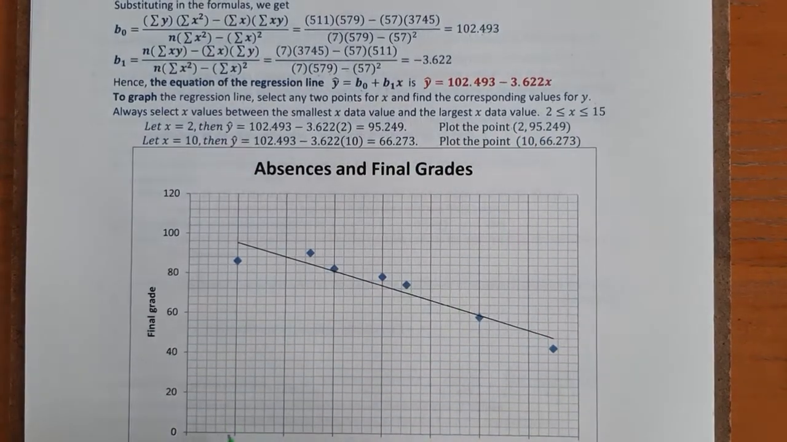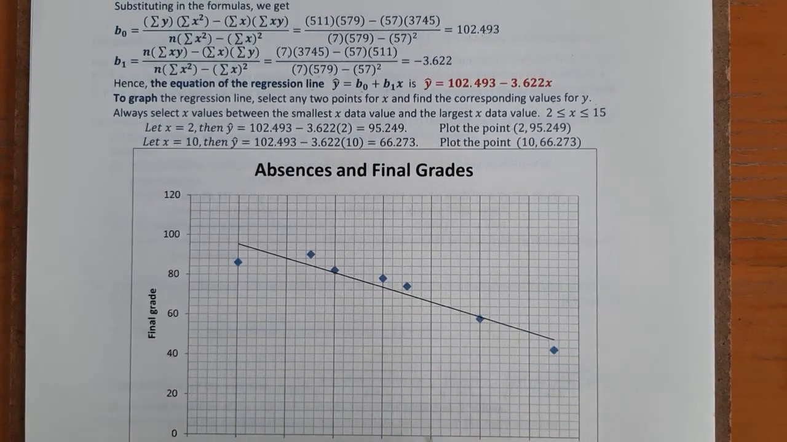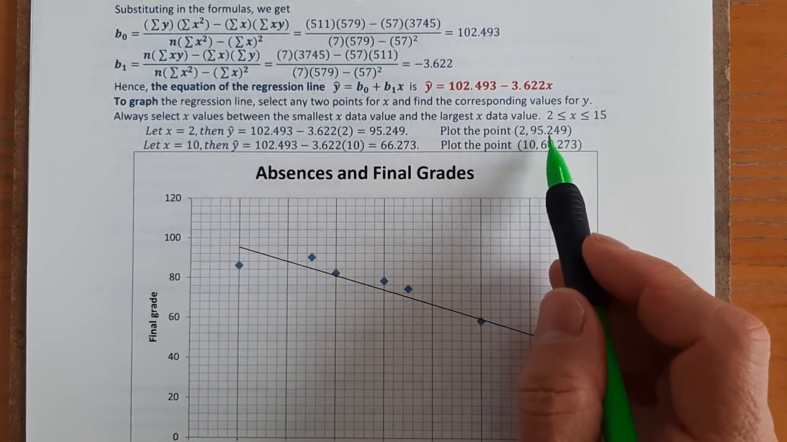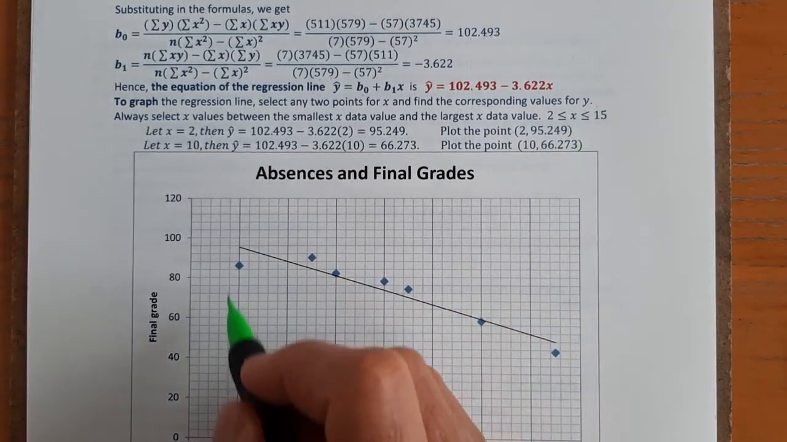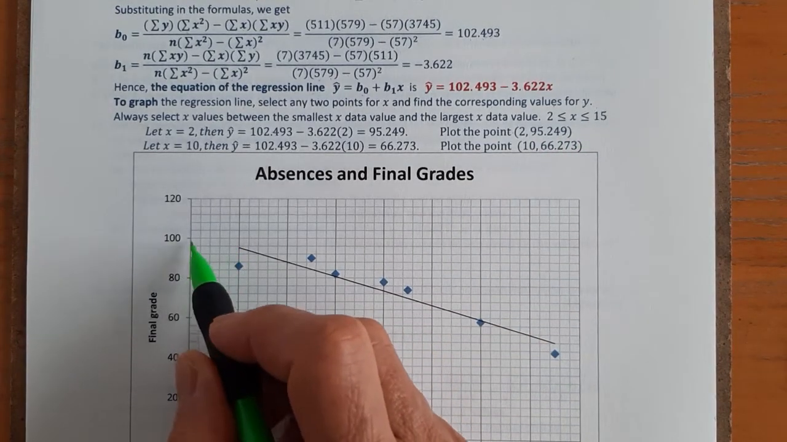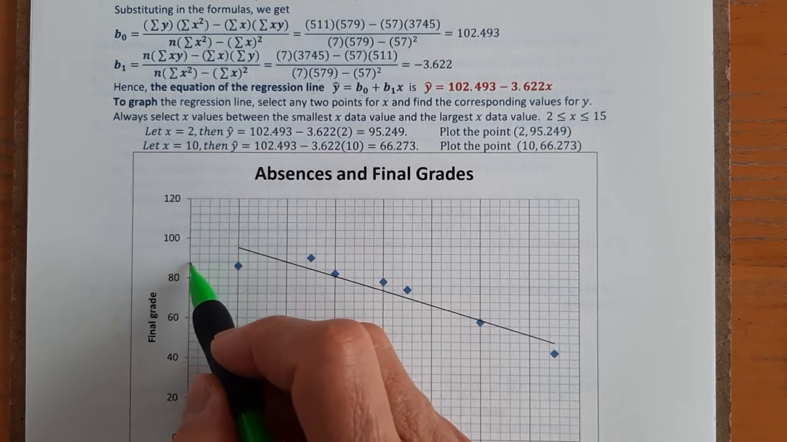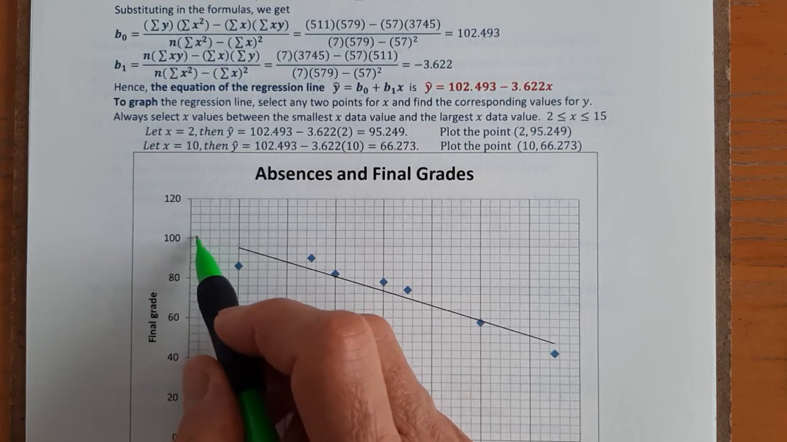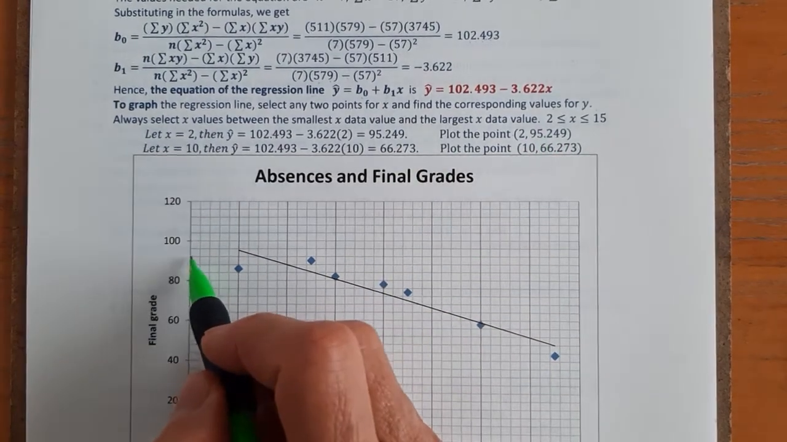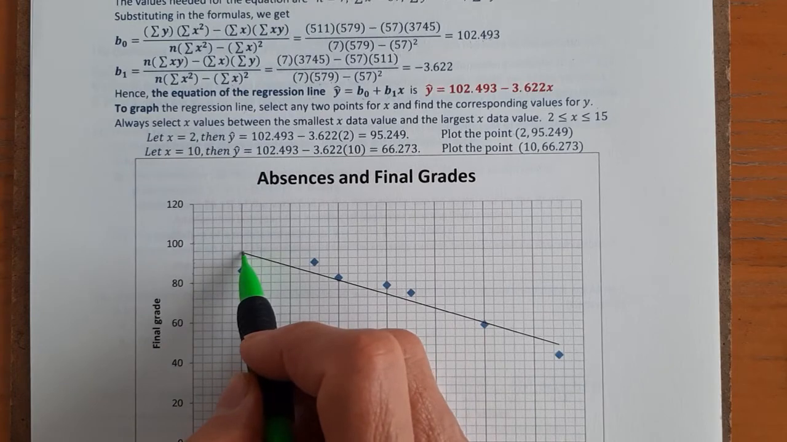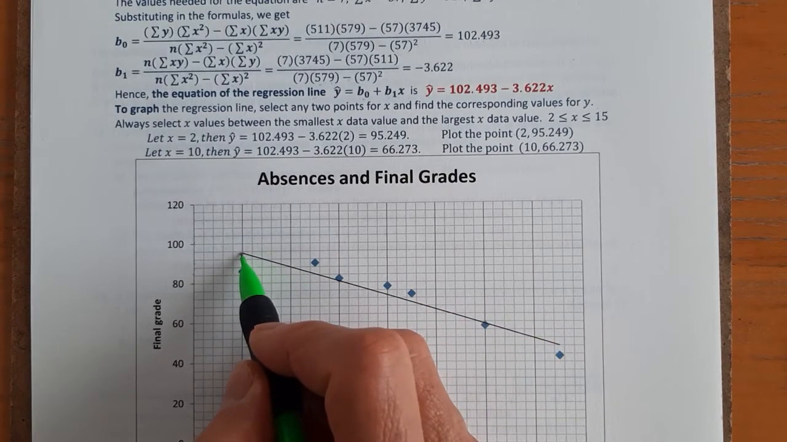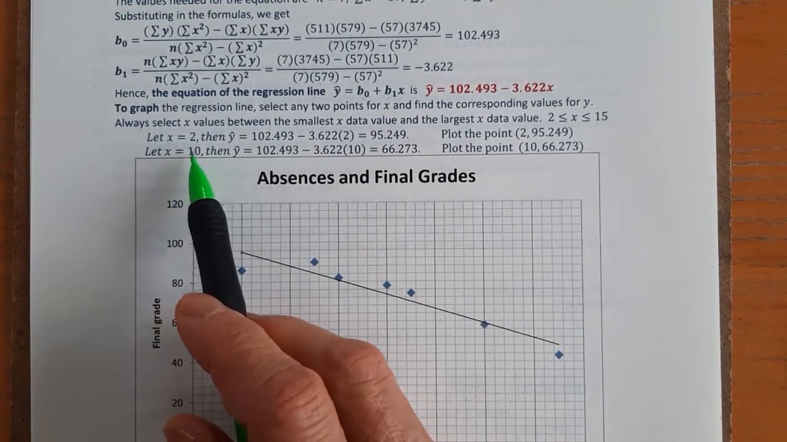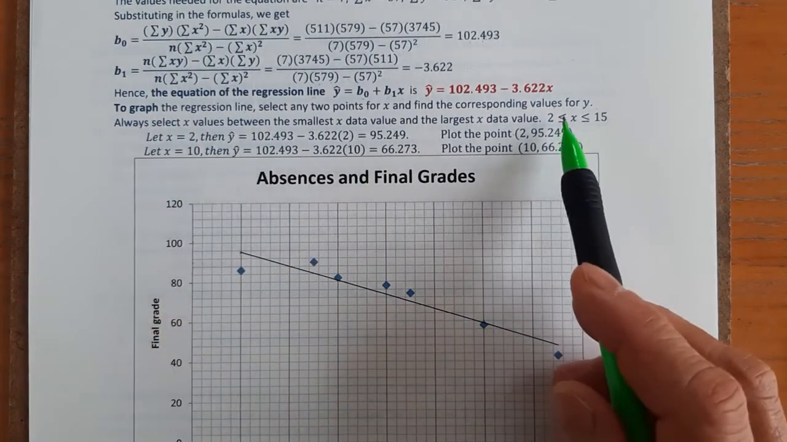When x is 2, the number of absences is 2, the grade is 95.249. So go up between 80 and 100. Here is 90, and from 90 to 100 we plot 95.249. Plot this point. And for the second point, I choose x equal to 10. You can choose any points between 2 and 15.